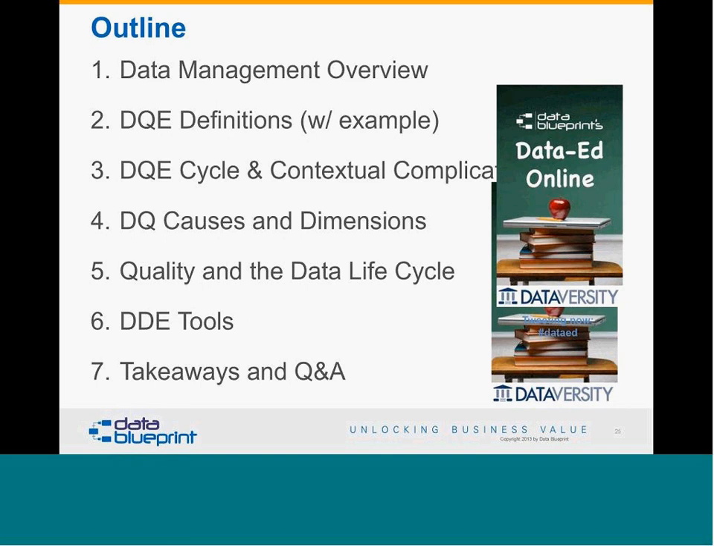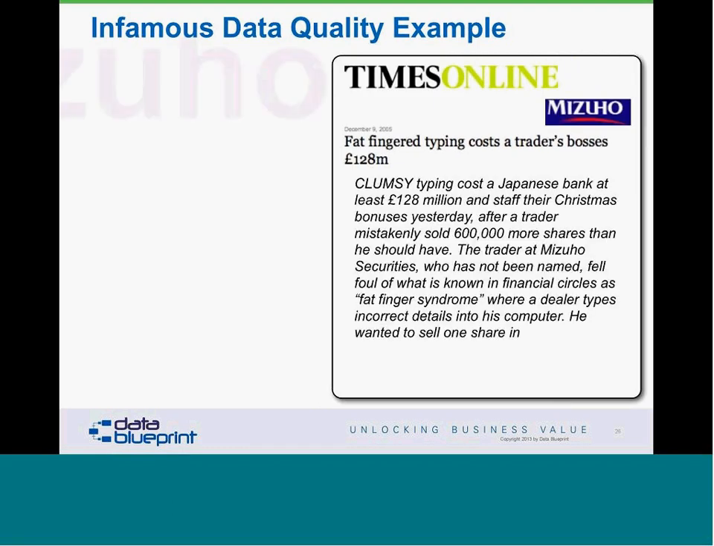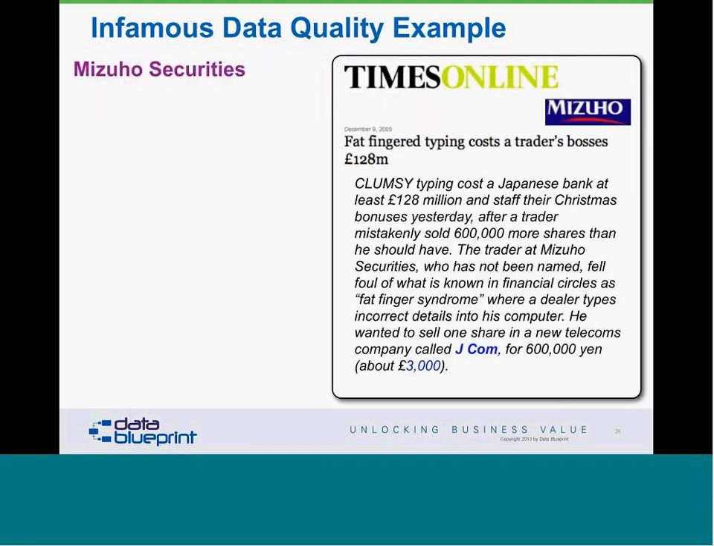So we're just about the data quality engineering cycle and a little bit of complications that occur on this as well. And I'll give you another story here. I was in Japan last year and went to visit these guys. It's a company called Mizuho Securities, very fine company, but they had an error that occurred on them that became infamous around here, and I'll tell you the story here.